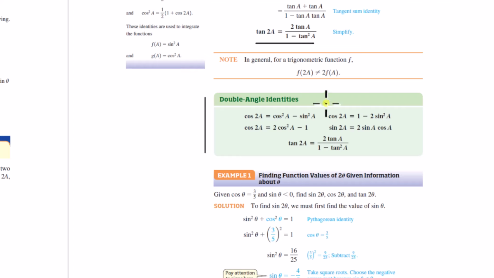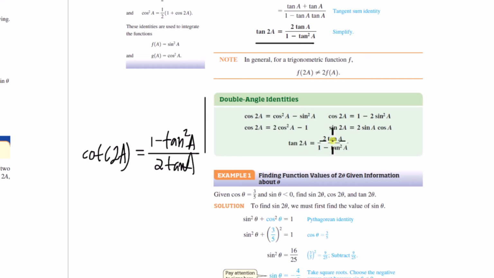But what about the double angle identities for secant, cosecant, and cotangent? Like we talked about with the sum formulas, there's no need to put those. Cotangent of 2A is going to be 1 minus tangent squared of A over 2 tangent A, right? The reciprocal. And then cosecant would be the reciprocal of sine 2A, etc.